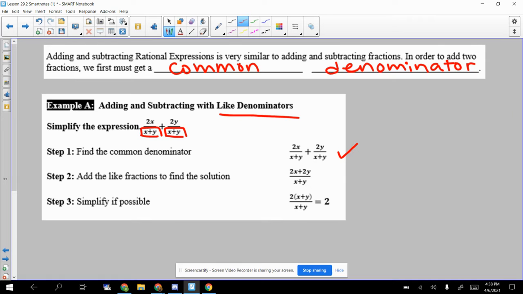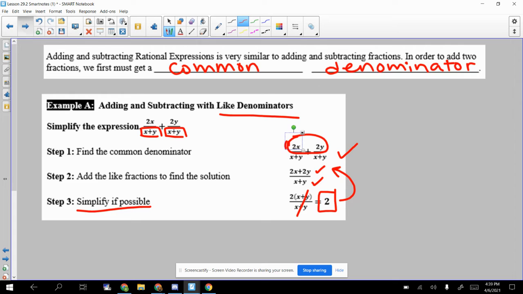Your second step is going to be to add the like fractions to find the solution. So you would literally just add what's on top here. So this 2x plus 2y, so that's what they did here. And then you would put it over the common denominator, okay? Now in this case, it does say to simplify if possible, so you could take out a GCF of 2, and you'd be left with x plus y. So then the x plus y's would cancel to leave you with just 2. But sometimes you won't be able to simplify, and in that case, that would be your final answer, okay? But if you can simplify, you always should, okay?